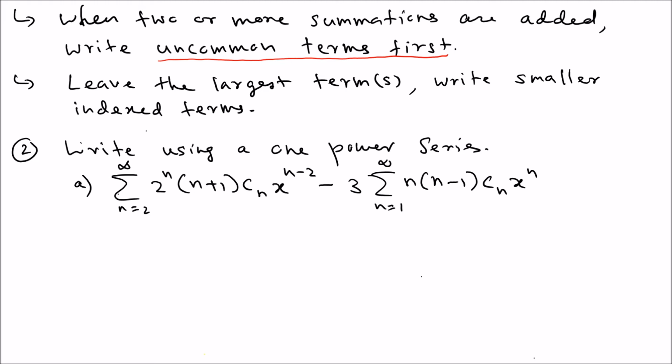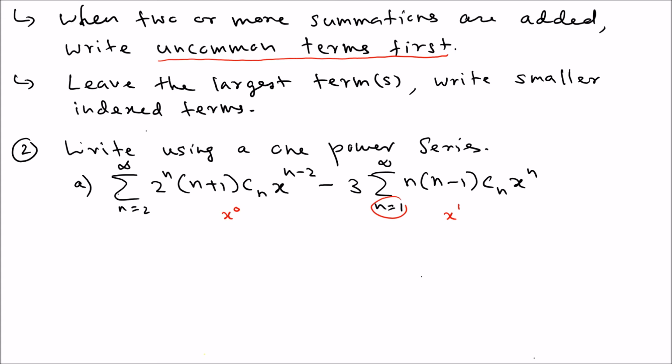So if this is the one you have, what we normally do is see what you get if you plug in the first index. If you plug in the first index for the first series, n equal 2, you see that you're going to get x to the 0. If you plug in the first index for the second series, n equal 1, you're going to get x to the 1. So that means those are not the same. One produces x to the 0, the other one produces x to the 1. So what we're going to do is write the uncommon term. The uncommon term is x to the 0, because after the second index comes, you're going to see that they are exactly the same.